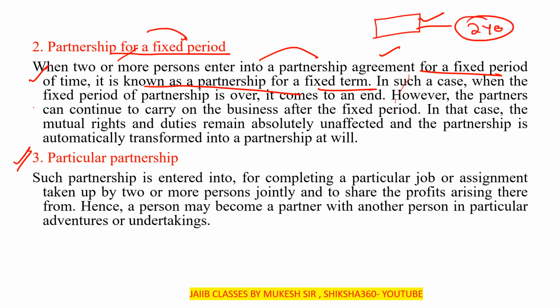So in such a case, when the fixed period of a partnership is over, it comes to an end. However, the partners can continue to carry on the business after the fixed period. It depends upon them. In such a case, this partnership will not work as a fixed-period partnership; that is partnership at will.